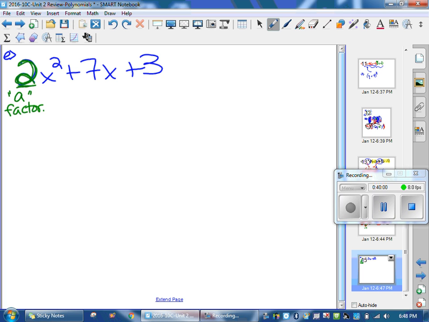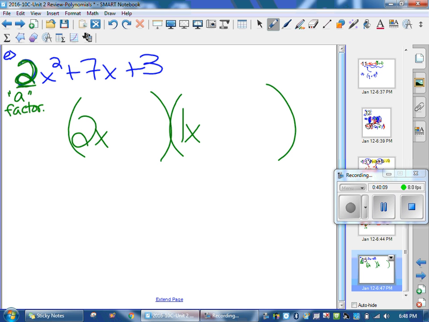A times C on top, B is on the bottom. When I take a look here, my A number is my 2, my B number is a 7, my C number is a 3. So A times C will give me a 6, my B number is a 7. What multiplies to 6 and adds to 7 is 6 and 1. This is our special step.